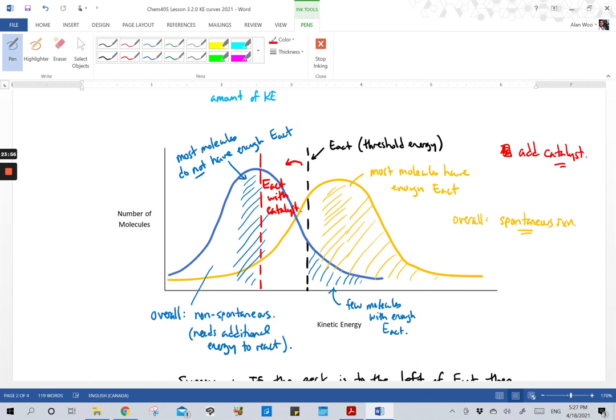So the effect of adding a catalyst means that we're going to shift the threshold energy over to the left, therefore speeding up the rate of reaction.